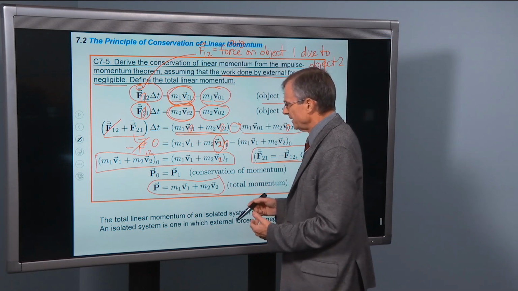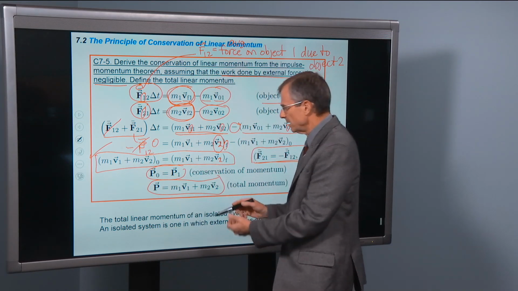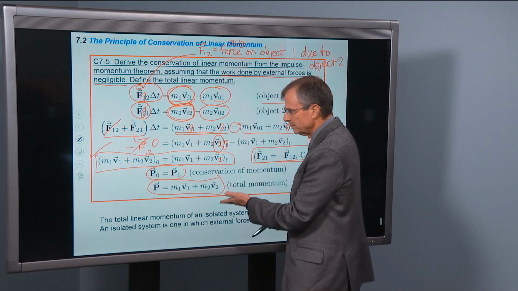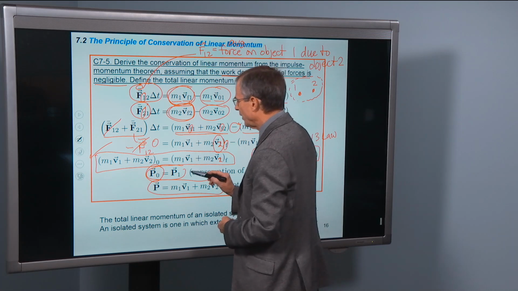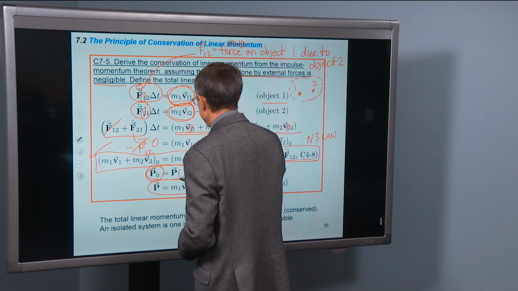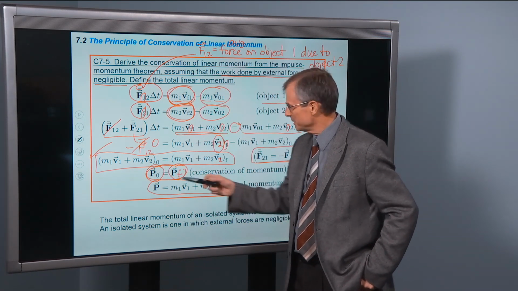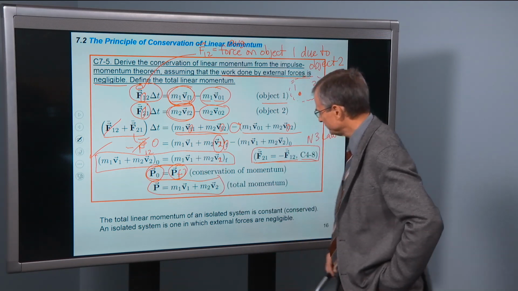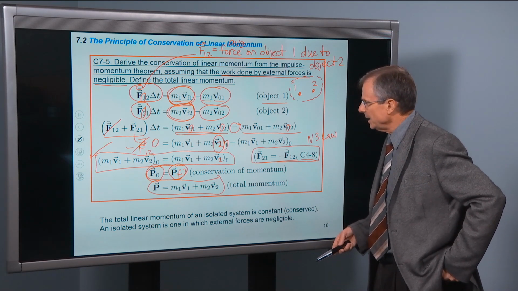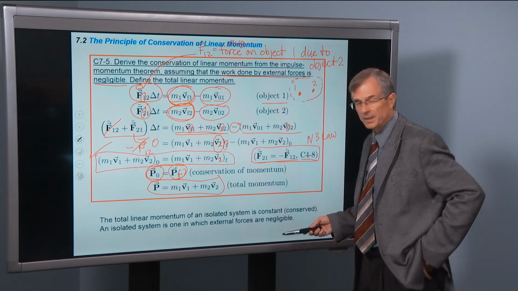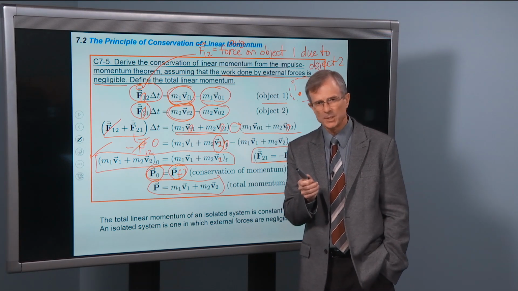But the beauty is that now we can write this equation in a very simple manner. The total momentum initially, that's this, equals the total momentum finally. And there should be an F here for final. Wow. So the initial total momentum equals the final total momentum. So total linear momentum of an isolated system, meaning that the external forces can be neglected, is constant. And when we use the word conserved, like we did with conservation of energy, we mean that it's constant.